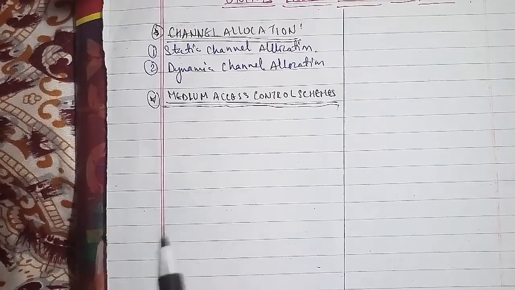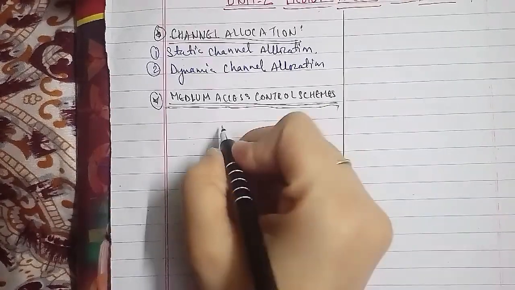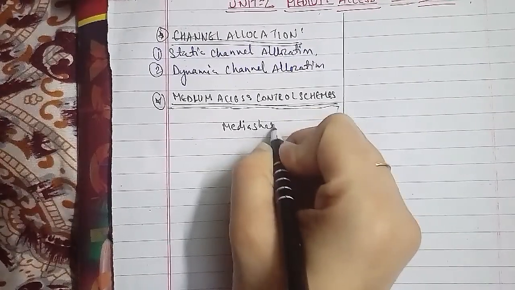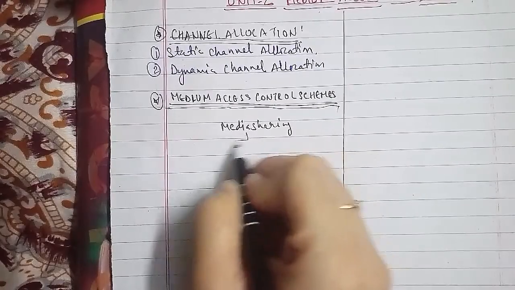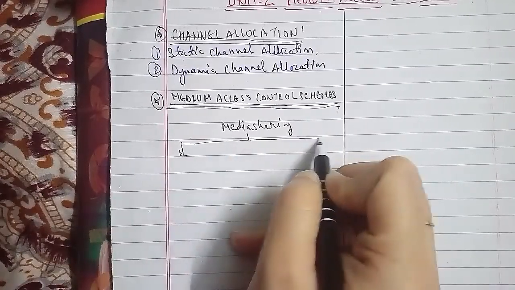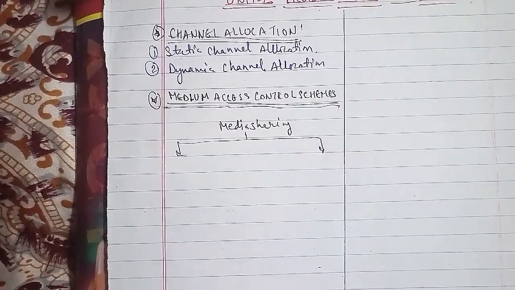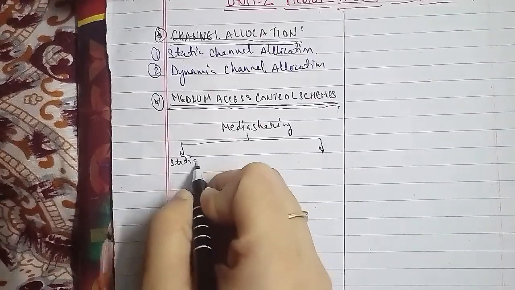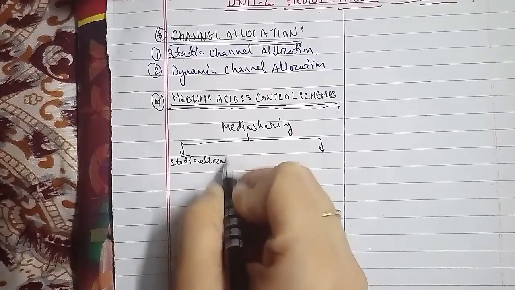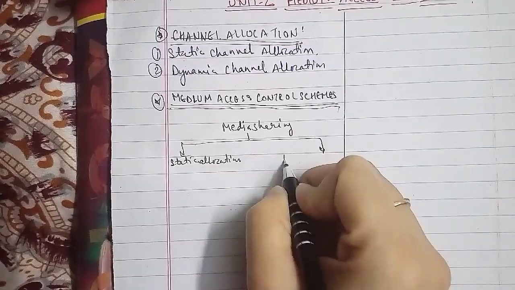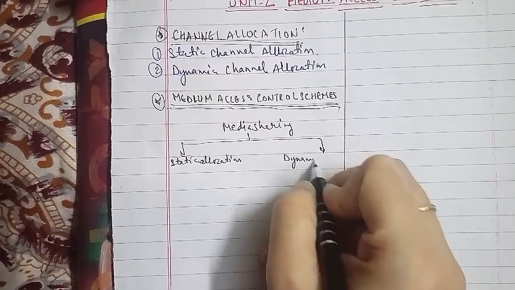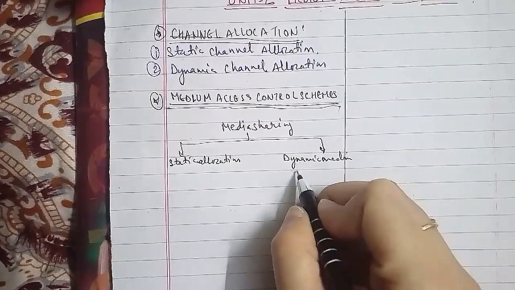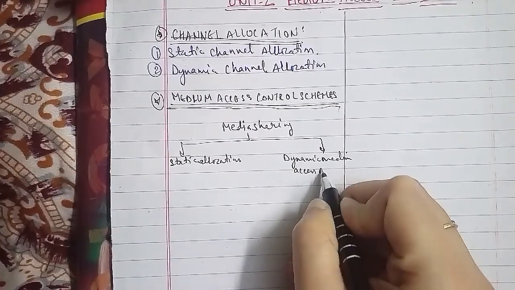The first is static allocation, the second is dynamic medium access control. And the dynamic medium access control has been divided into two. First is scheduling, and the second is random access. So this is sharing of transmission media here.